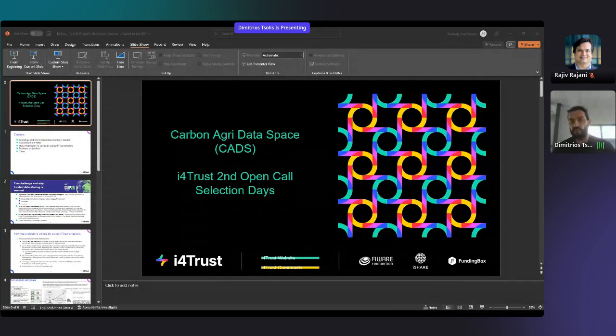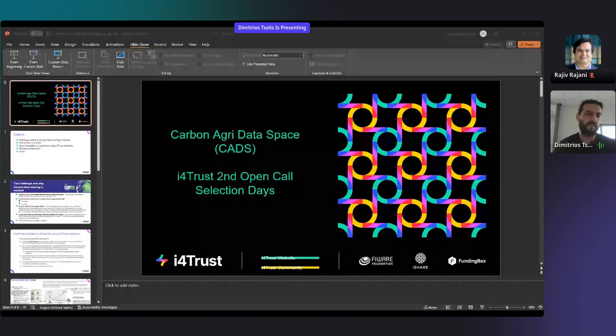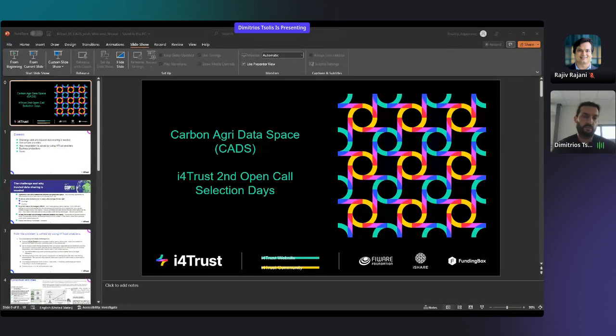You can see the overall architecture of the project. We have the data providers. The key players that are participating in the project come from Italy, France, Spain, Ukraine, and Greece. So we have the data providers, which are producers that are using farming management systems, IoT devices, and they have their own custom applications to produce data.